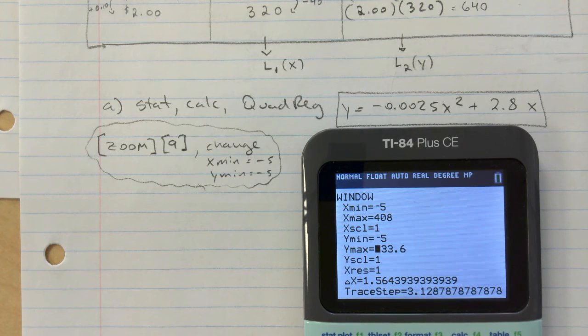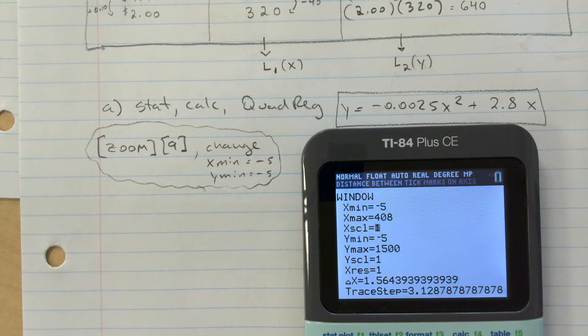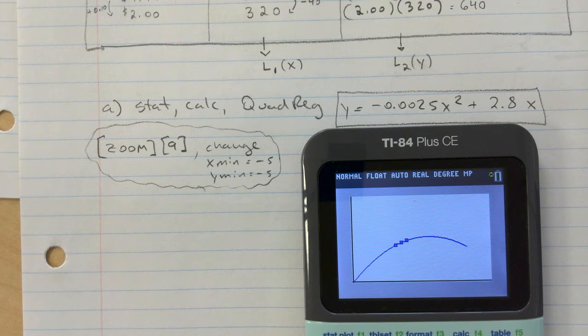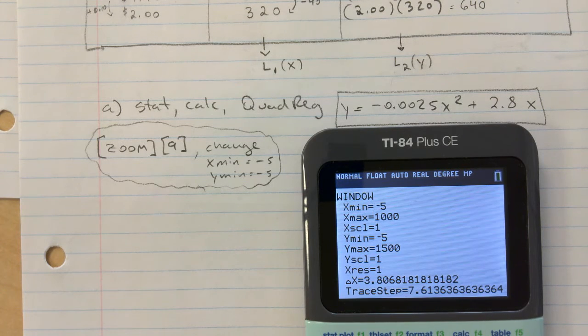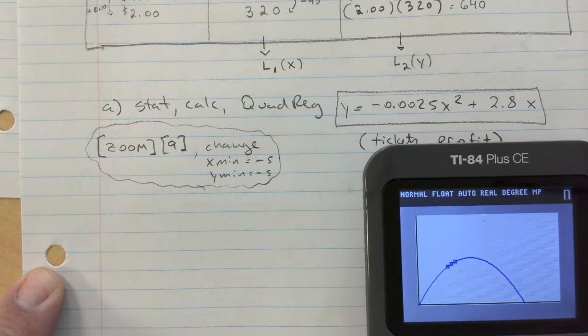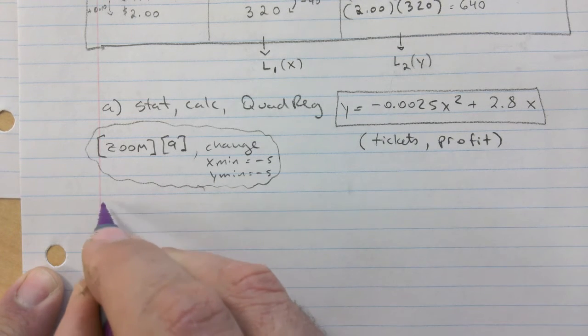So -5, -5, 1,500 I think I had here, and 1,000 going up. And so then you can see, oops, this was supposed to be 1,500 there. Then you see the whole graph. Now you can answer questions. Okay, moving on. B.